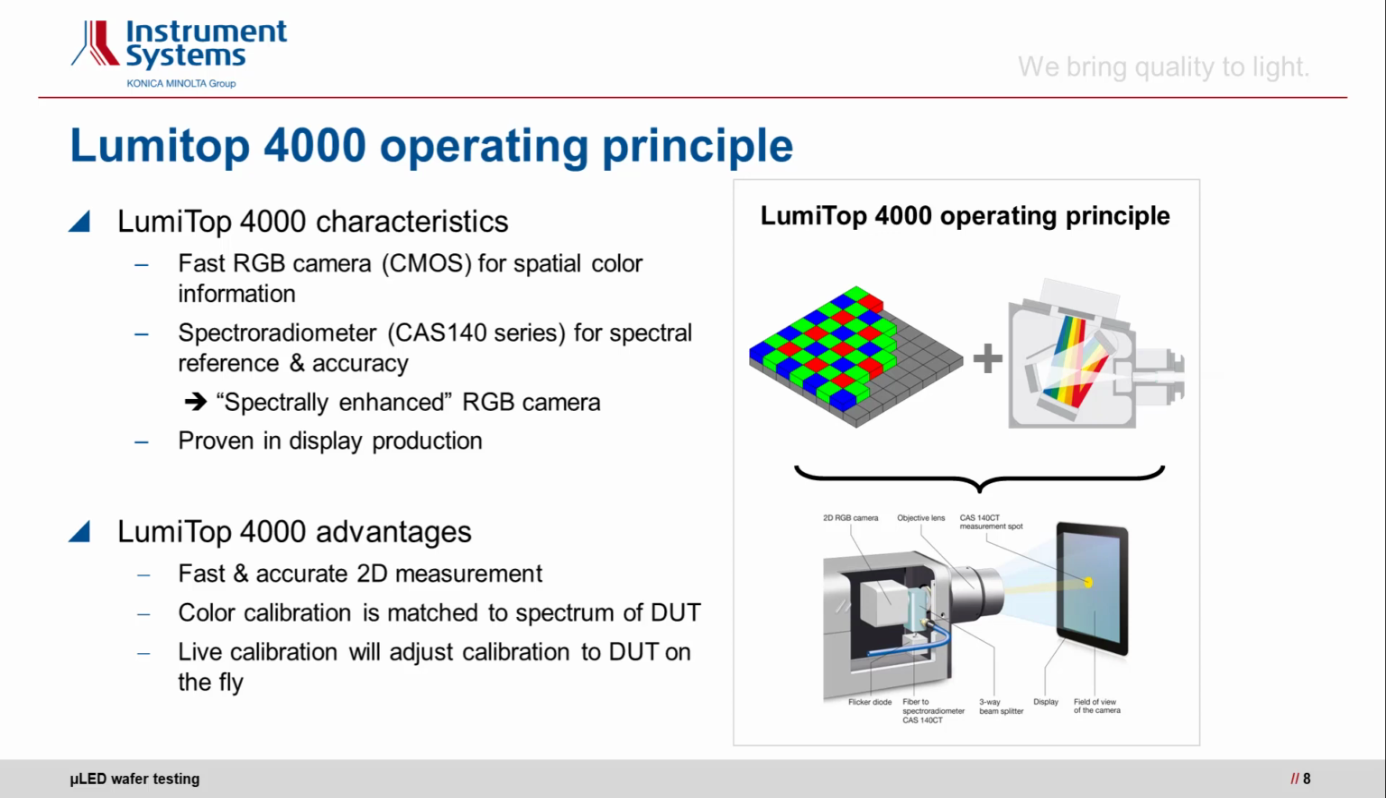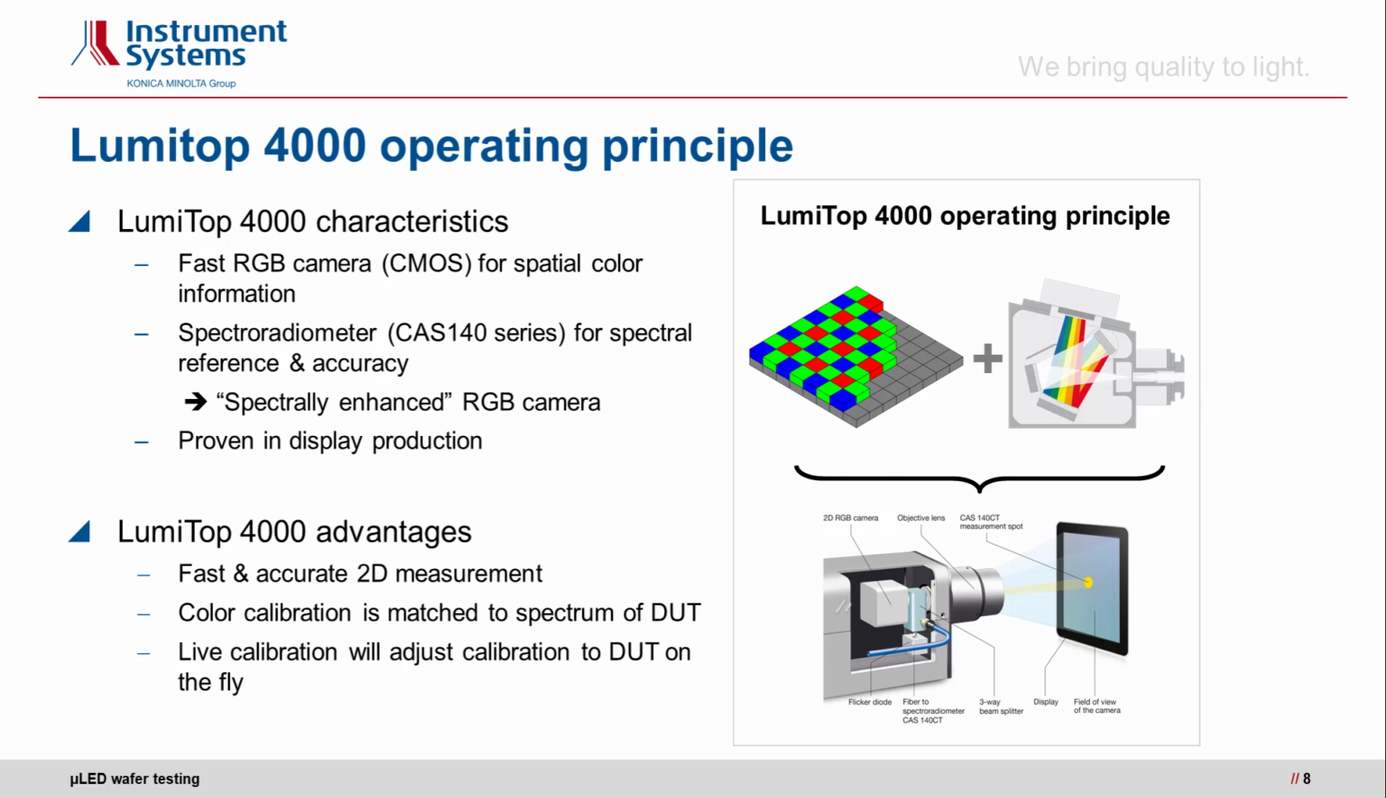Instrument Systems has come up with a new type of camera, the Lumitop 4000, which seems to provide the ideal solution for these production requirements. First of all, it provides a high accuracy photometric measurement, and in combination with the RGB camera, you reach the accuracy of a spectroradiometer for colorimetric measurements.